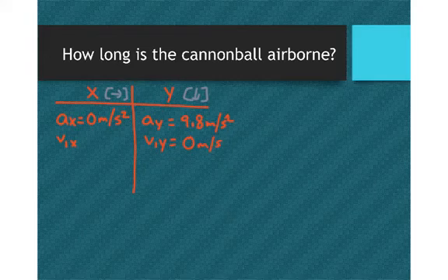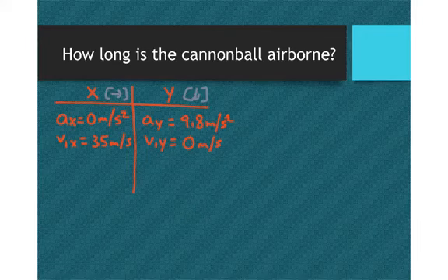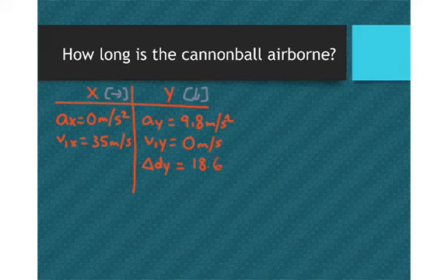Now I'm going to go back to the word problem. Then I'm going to pull out the information for v1X, and that is given as 35 meters per second. And then I'm going to also pull out the other number that was given, which is delta d in the Y. The hill or cliff is 18.6 meters high. So the first part of the question asks me, what is the time? Time can go into both areas.